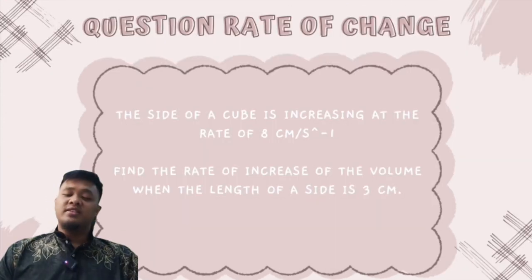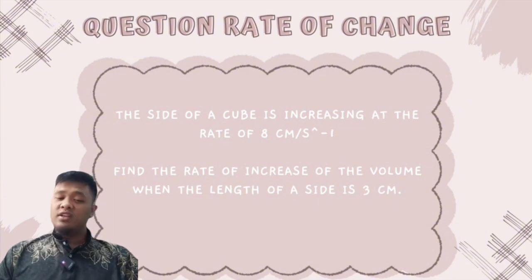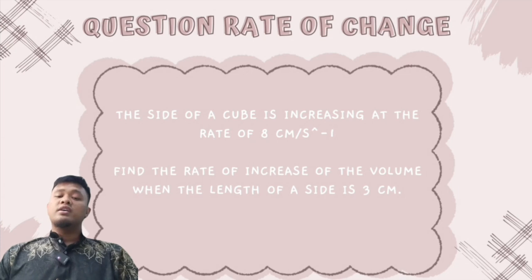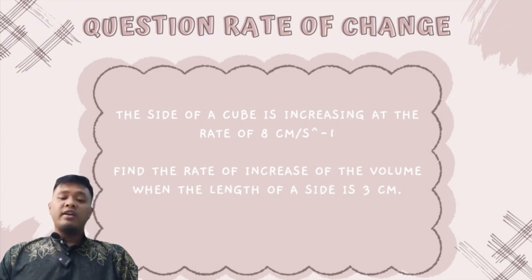Hi, I'm Fikri. Today, I will discuss the question of the rate of change. The question is, the size of a cube is increasing at the rate of 8 cm per second power negative 1. Find the rate of increase of the volume when the length of a side is 3 cm.